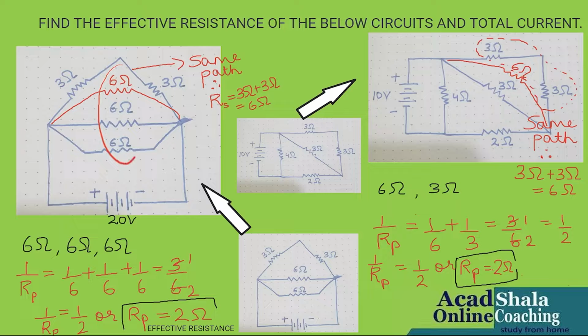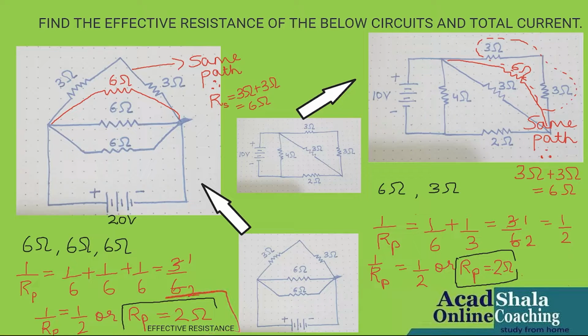So viewing this 6 ohm in parallel, what will I do? I will put up the formula for parallel. 1 upon Rp, where Rp is resistance in parallel, equals 1 upon 6 plus 1 upon 6 plus 1 upon 6. Solve it, children. After solving, I got 3 upon 6, which is 1 upon 2. So 1 upon Rp is equal to 1 upon 2, or Rp is equal to 2. What is the unit of resistance? That is ohm.